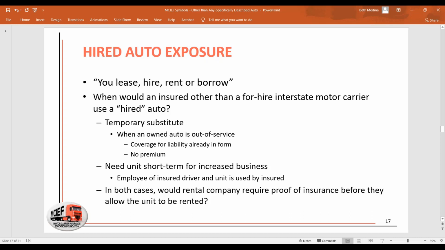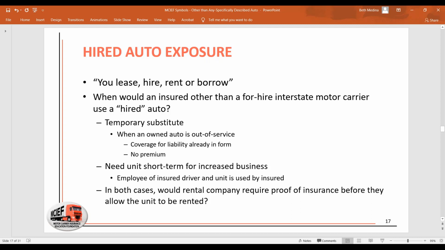This is what would be typical for a risk that you have, such as a beer company, a furniture delivery company, an appliance delivery company, or a contractor. If they end up with a hired auto, they'll go to a rental company, and it will be for one of their main units or covered autos that has broken down, and they take that as a replacement, or they increase their fleet. But in both cases, the rental companies, the people they're getting the vehicle from, would want proof of insurance coverage before they allow the unit to be rented, given to the insured.